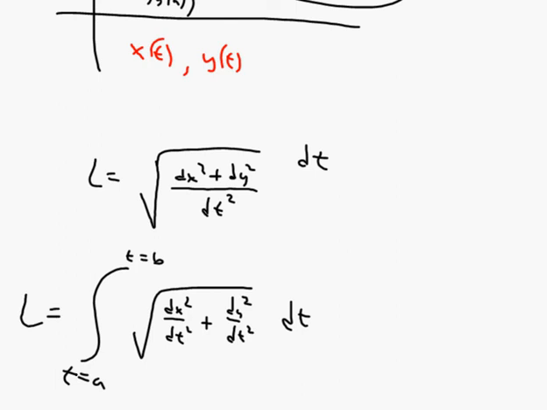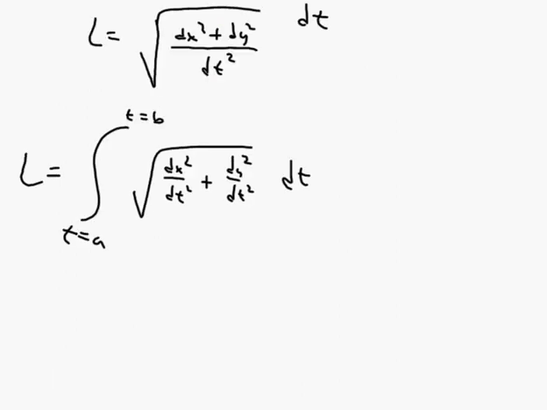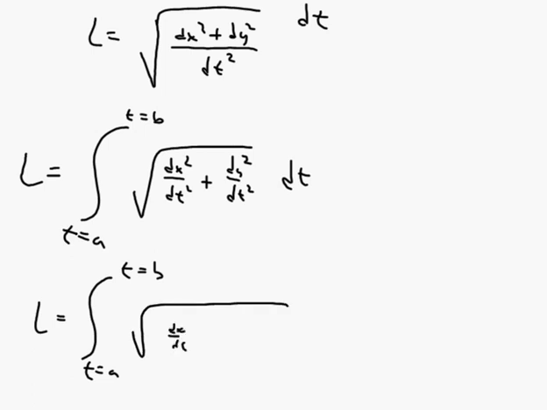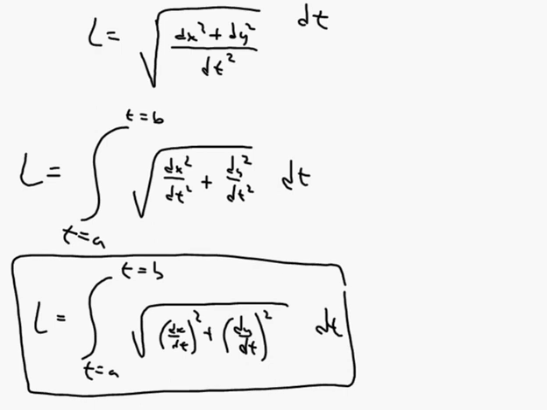Call this L. One more thing I'm going to do just so I can get a look at this. This is from t equals a to t equals b. And if you look carefully at it, this is really the square root of (dx/dt) squared plus (dy/dt) squared, dt. So there you are. You have an integral that tells you how long or how much path we've traversed along some kind of curve in the 2D world. Okay? That's all that is.